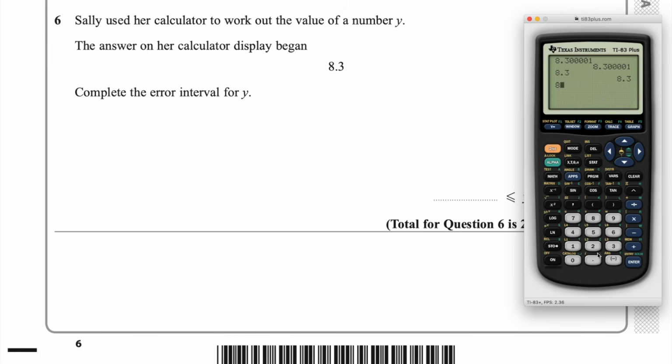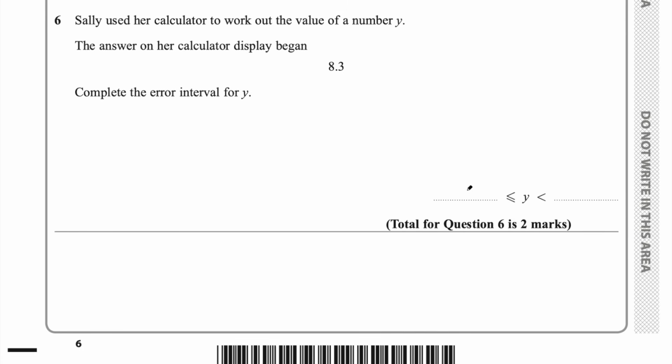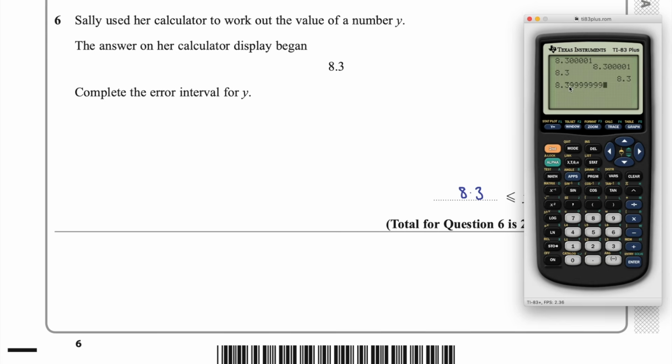Similarly, you could get 8.3999999, and it would still start with 8.3. So the minimum value could just be 8.3. The maximum is 8.399 recurring, and usually we write 8.4. So it's just less than 8.4. Anything less than 8.4 will begin with 8.3.